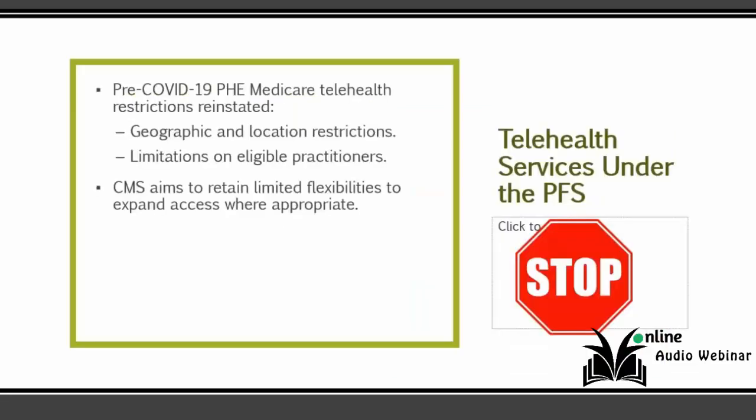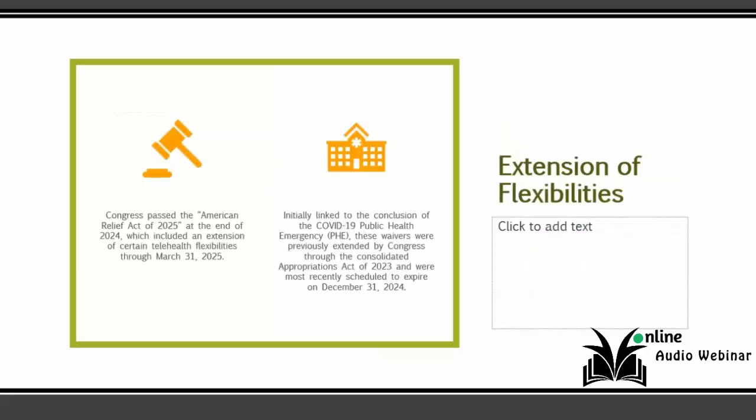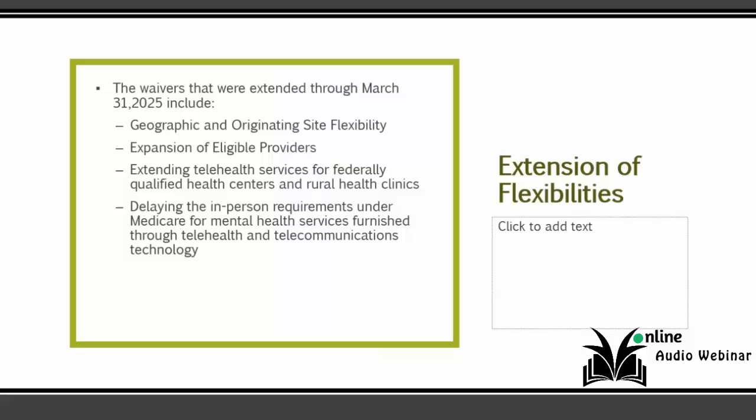All right, telehealth services. Telehealth services have gone through some change since November of 2024. All right, so at the end of 2024, Congress passed a long-awaited law called the American Relief Act of 2025. So this law includes a continuing resolution, which is a temporary measure that keeps certain government programs funded and running through March 31st, 2025, instead of allowing them to expire. So let's take a look at the waivers that were extended.